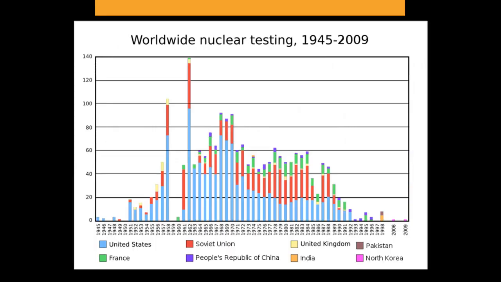This is a graph of the worldwide nuclear explosions total from 1945 to 2009. We can tell from this graph that during the 1950s to the 1960s, the United States and the Soviet Union were intimidating each other by producing nuclear arms. As the Cold War came to an end, many other foreign countries started investing in nuclear testing.